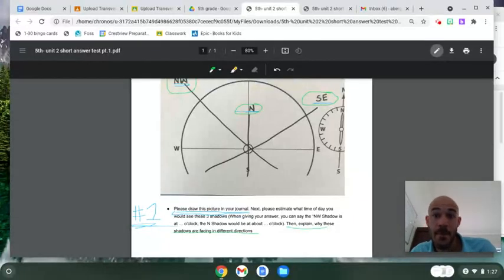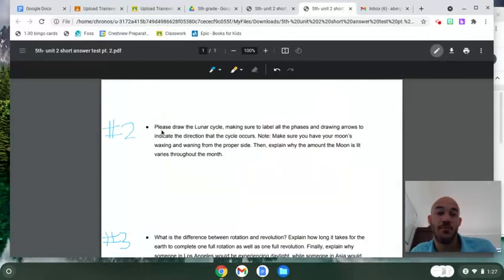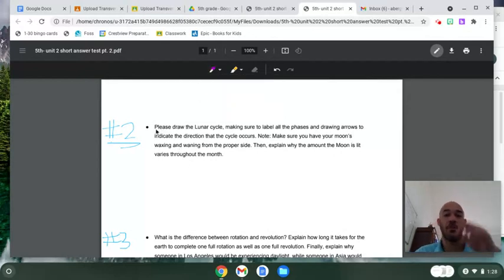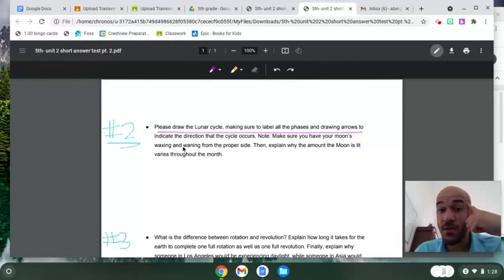Question 1. Here is question number 2. Again, you do not have to write the questions. It is open note. All you have to do is write number 2, so I know that you are responding to question number 2. Here's what I'm asking you to do. Please draw the lunar cycle, making sure to label all the phases and drawing arrows to indicate the direction that the cycle occurs.